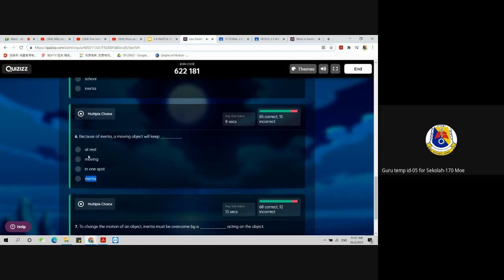So we only have the answers A, B, C. Actually, moving will keep moving. So B is the only answer. Many of you getting this wrong. Not most of you, 15 of you getting the concept wrong.